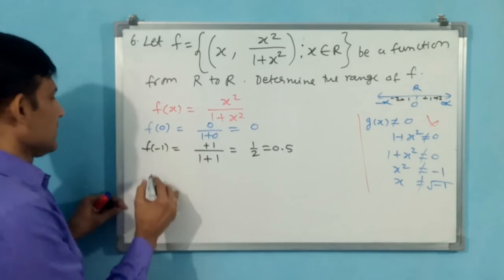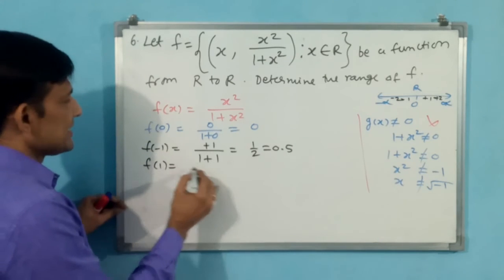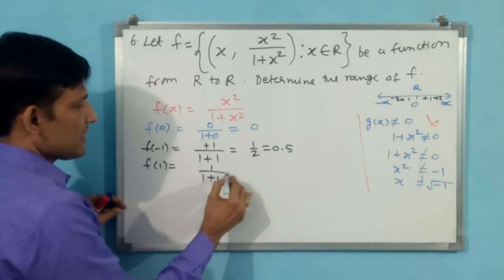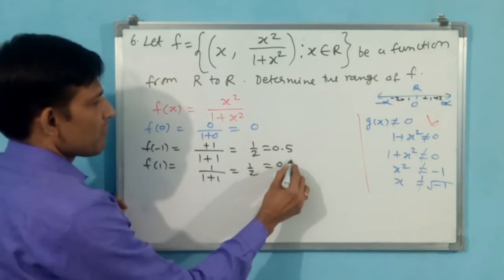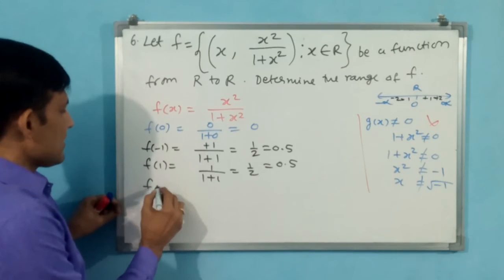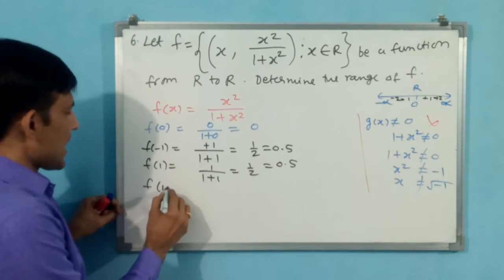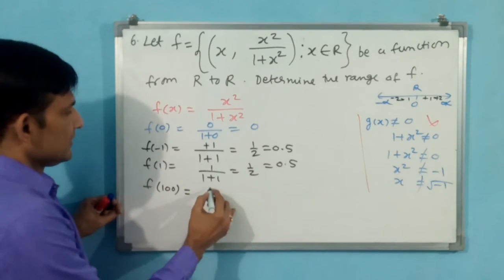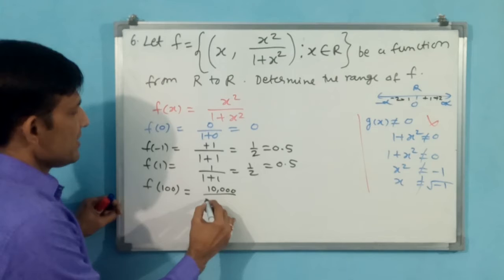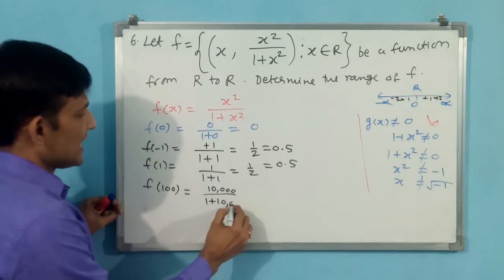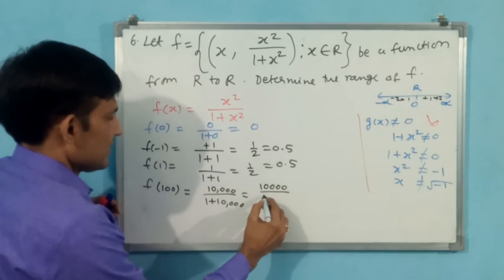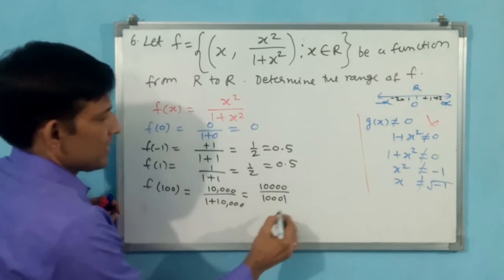Okay, minus 1. If you give 1, square, 1 only. 1 plus 1, 1 by 2, that means 0.5. Okay. Then I give f of 100, square 10,000 by 1 plus 10,000. 10,000 by 10,001. Is it correct?